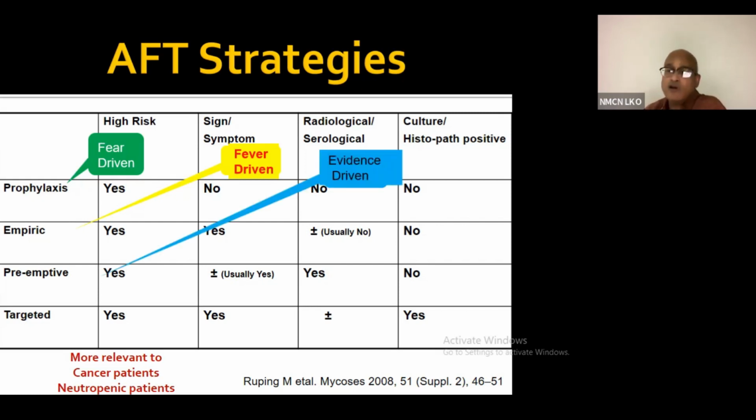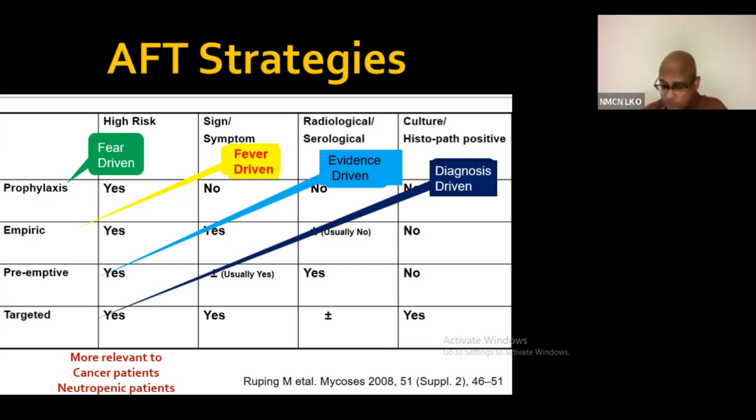Preemptive is based on biomarkers. Okay, nothing clinical found, no blood culture found, nothing organ specific found, nothing is growing in blood, so non-culture based technologies like BDG and galactomannan. So these are preemptive markers and then they will be targeted. Obviously it is based on histopathology. So this is more relevant, as I am repeatedly telling you, for cancer patients, neutropenic patients, not specifically meant for the non-neutropenic scenarios.